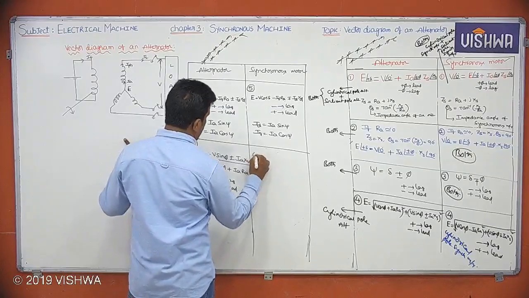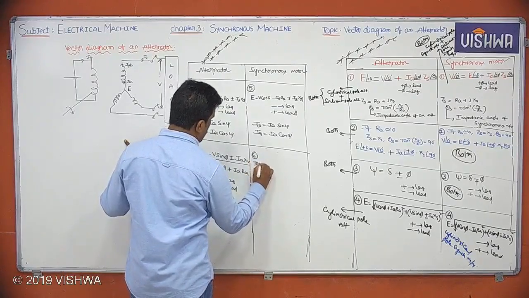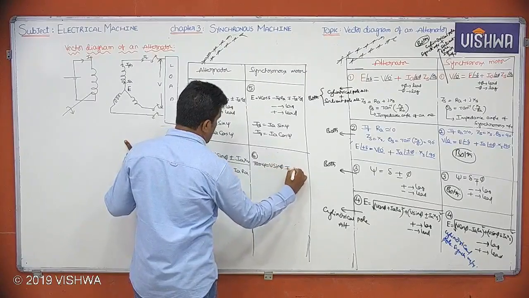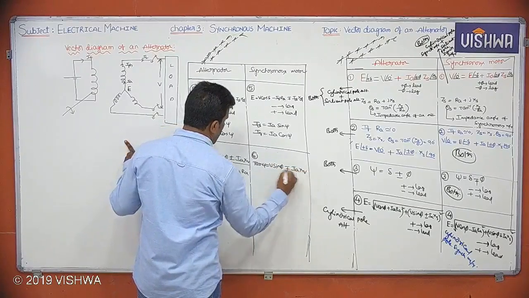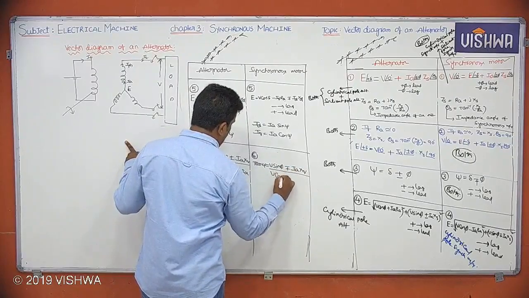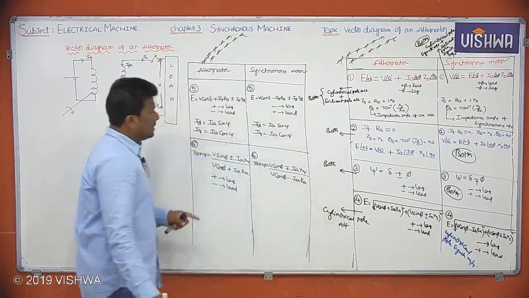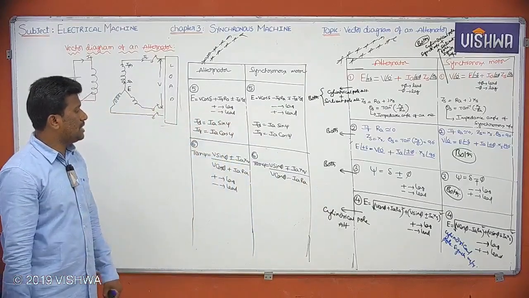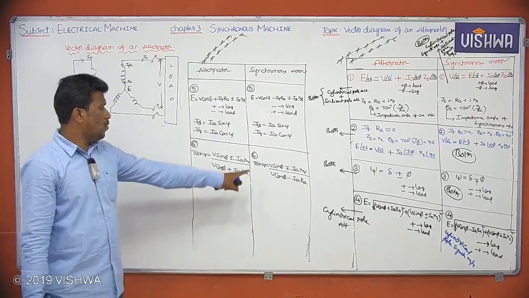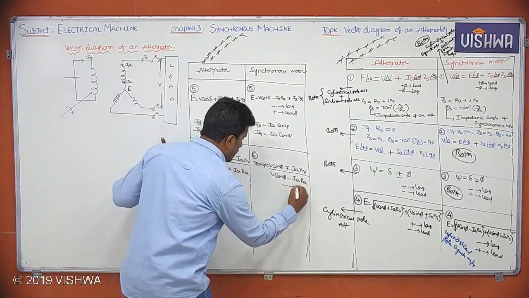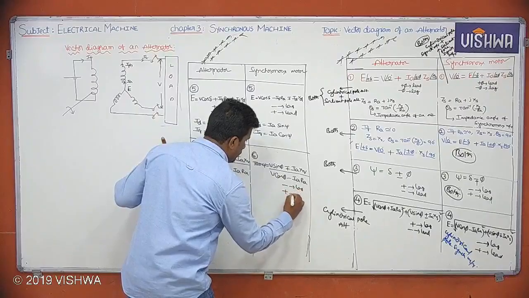Now here, the sixth formula for the synchronous motor: tan psi equals V sin phi minus or plus Ia Xq by V cos phi minus Ia Ra. Is it clear? Tan psi equals V sin phi minus or plus Ia Xq by V cos phi minus Ia Ra, where minus is for lag, plus is for lead.